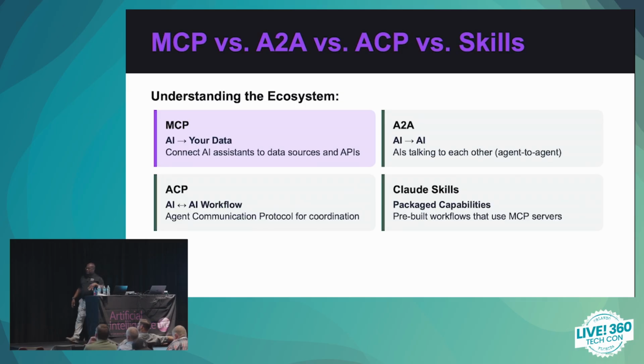ACP is something that Andrew Ng, if I can pronounce his last name, and the Linux Foundation have. That is pretty new. It does similar things. It actually is a union between MCP and A2A. But it's not something I've played with a lot, so I don't know a lot about it. And Claude skills, as I mentioned before, is a great union with MCP. Actually, it's the next version, I think, of what MCP is going to be.